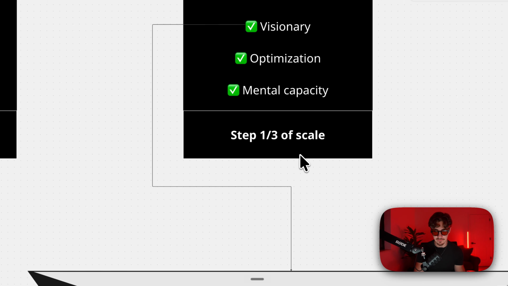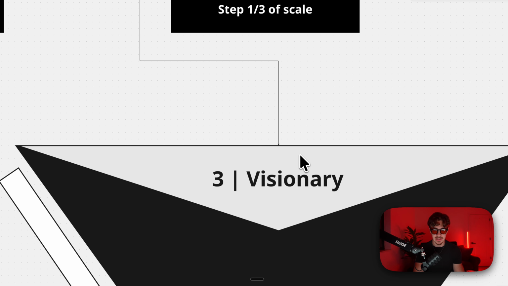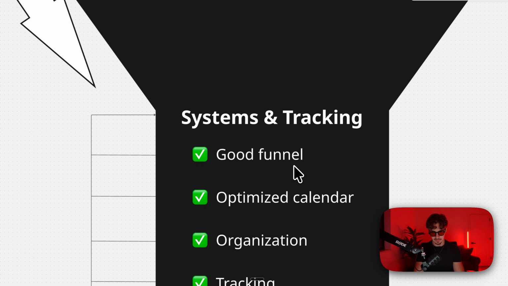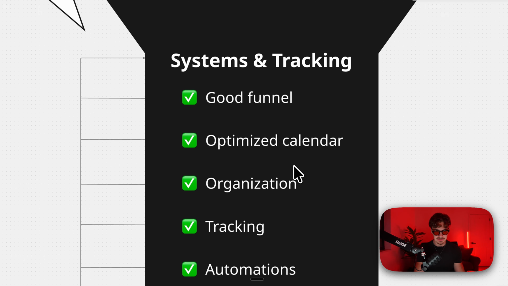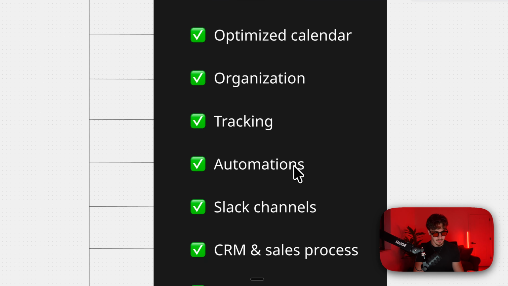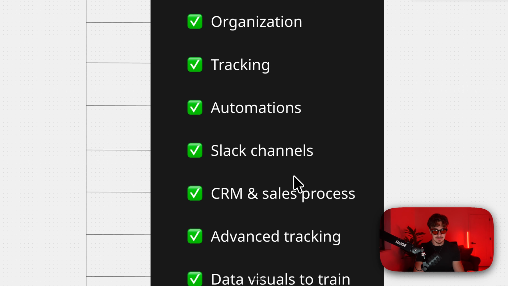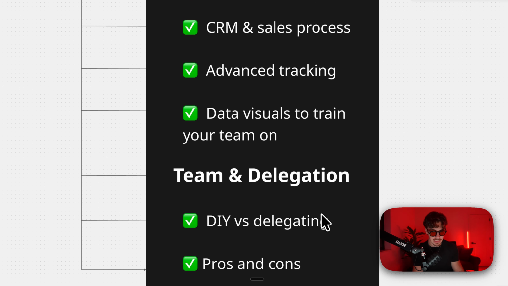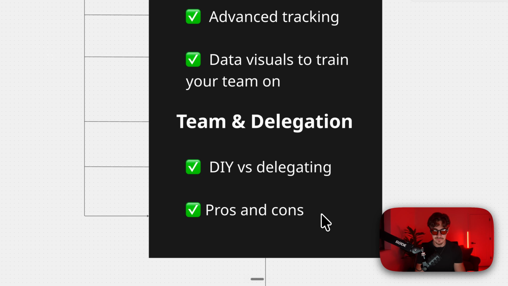Now, speaking of visionary, this is step 3 and arguably the most important step. We've talked about so far systems and tracking. We have a good funnel, an optimized calendar, organization, tracking, advanced tracking, automations, Slack channels, the CRM and the sales process, data visuals to train your team on. For the team and delegation, we have the do-it-yourself versus the delegation, and we have the pros and cons of doing either of those things.